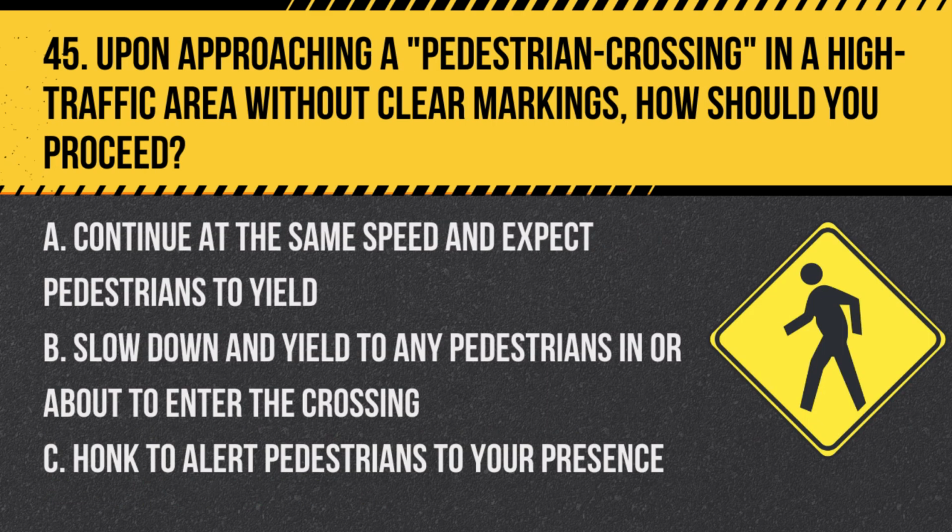Question 45. Upon approaching a pedestrian crossing in a high-traffic area without clear markings, how should you proceed? A. Continue at the same speed and expect pedestrians to yield. B. Slow down and yield to any pedestrians in or about to enter the crossing. C. Honk to alert pedestrians to your presence.